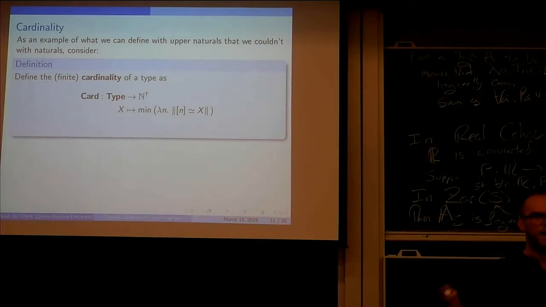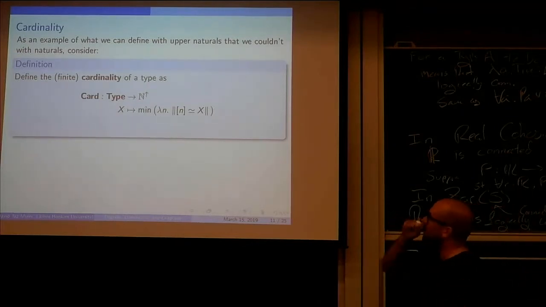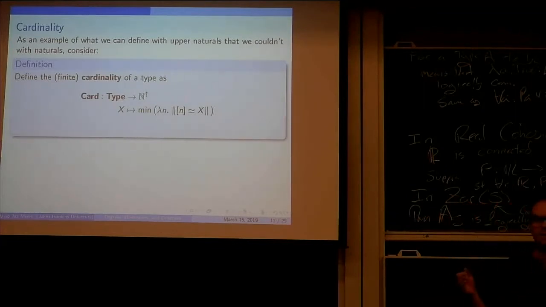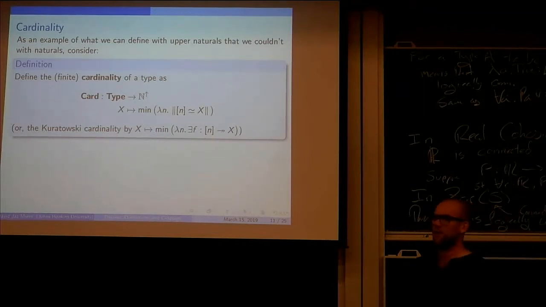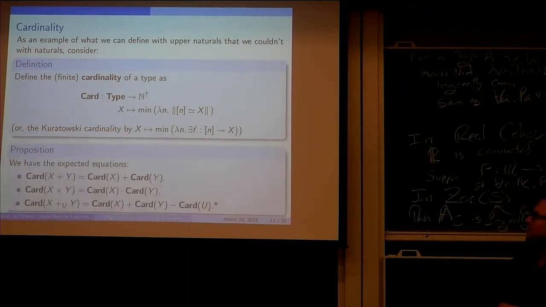So the cardinality of a type, now this is actually going to be a function from types to upper naturals, which is nice. It's just defined to be the minimum number n such that the finite set on n elements is equivalent to a type. And we could also do the Kuratowski cardinality if you wanted. I'm very interested in what it means to do everything in algebra with Kuratowski cardinality instead of regular cardinality, so if you know, please tell me.